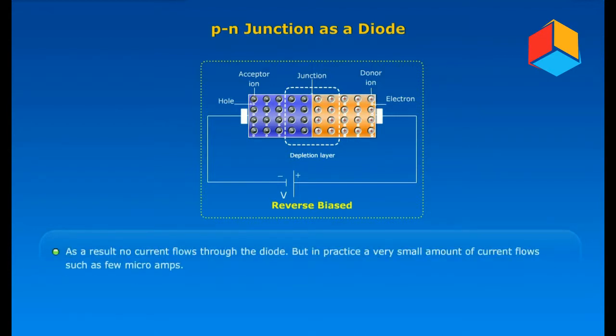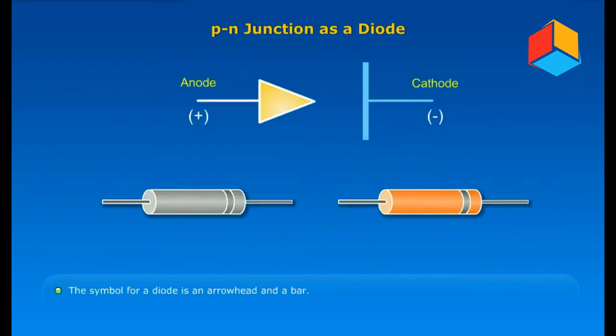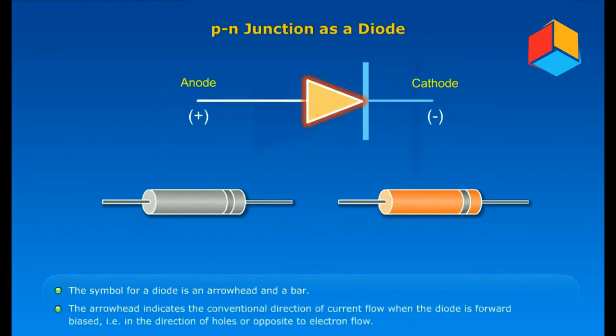As a result, no current flows through the diode, but in practice, a very small amount of current flows, such as a few microamps. Diode in reverse bias offers high resistance and acts as a switch in an open position. The symbol for a diode is an arrowhead and a bar. The arrowhead indicates the conventional direction of current flow when the diode is forward biased, that is in the direction of holes, or opposite to electron flow.